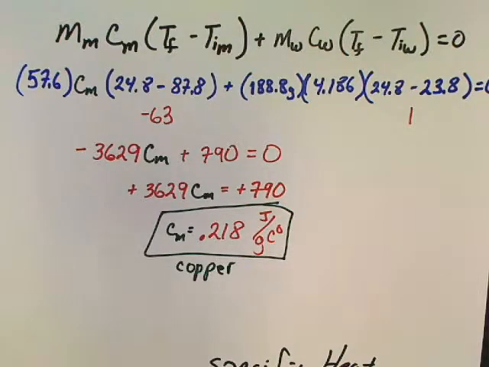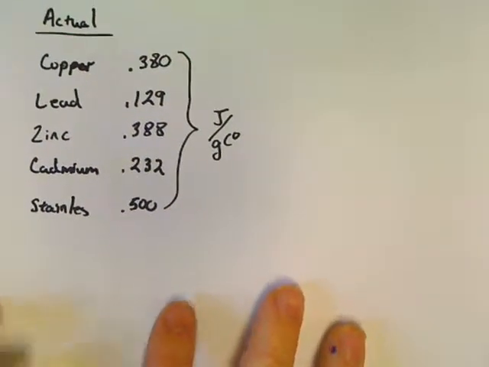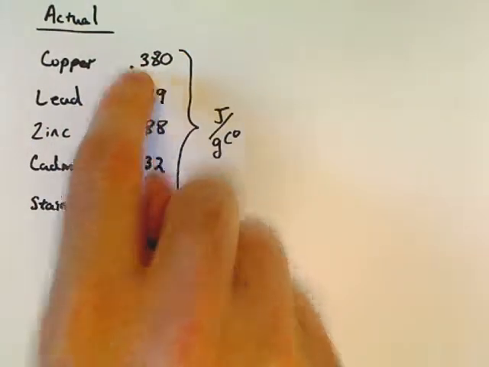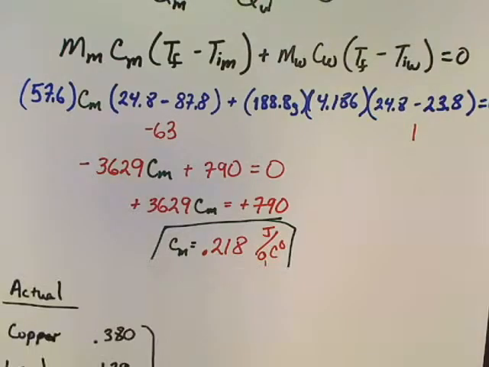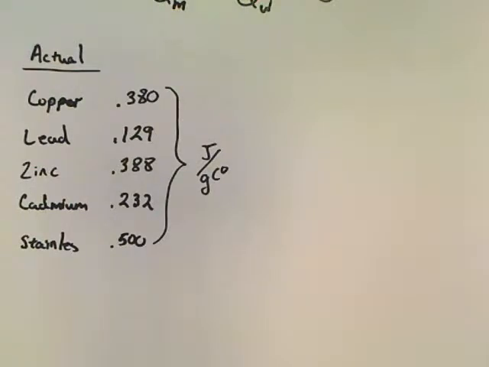All right. Now, let's say you're done with these calculations. Let's work on finishing the lab. Well, if you're going to finish the lab, you need to know these actuals. This is what your lab was supposed to look like. Now, we can see that copper is really 0.38, so I did not do so good with my 0.218 right here. So I got 0.38.